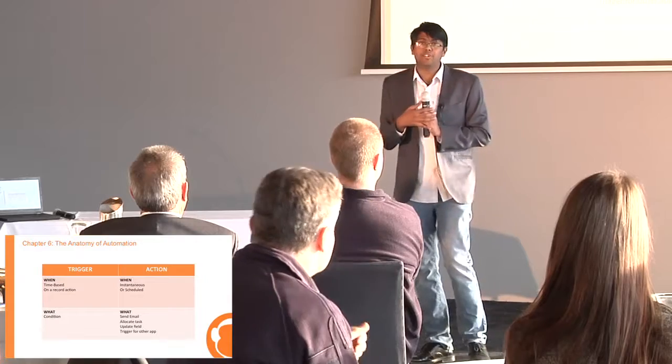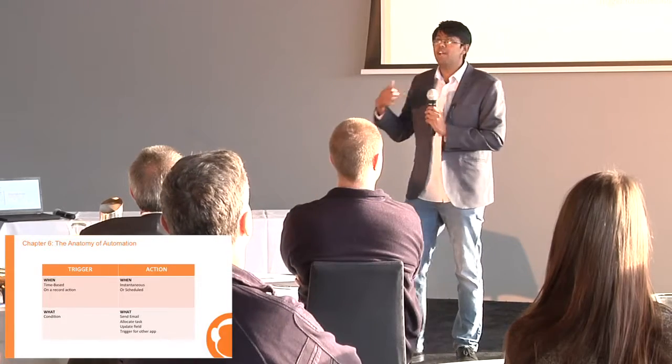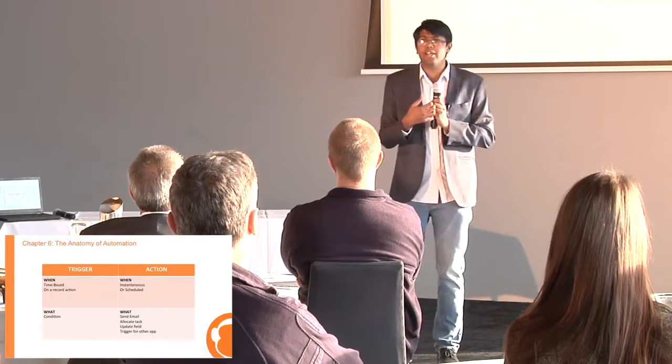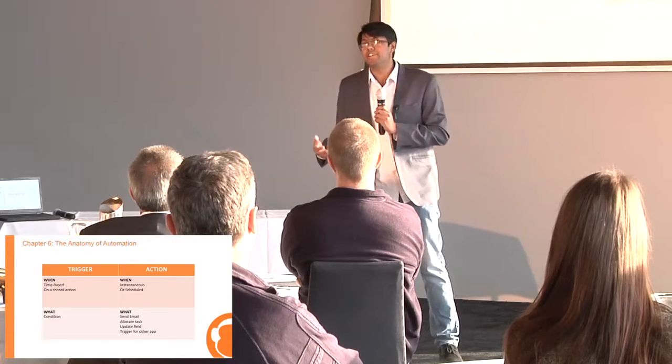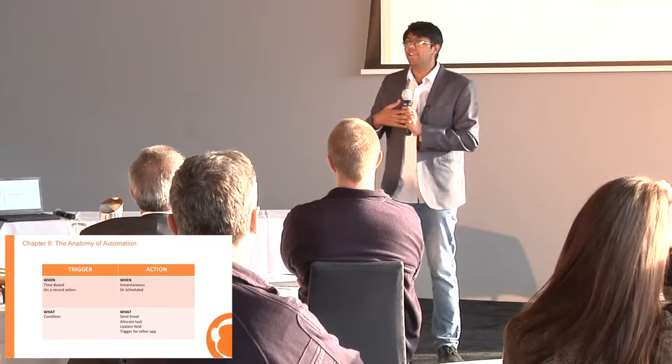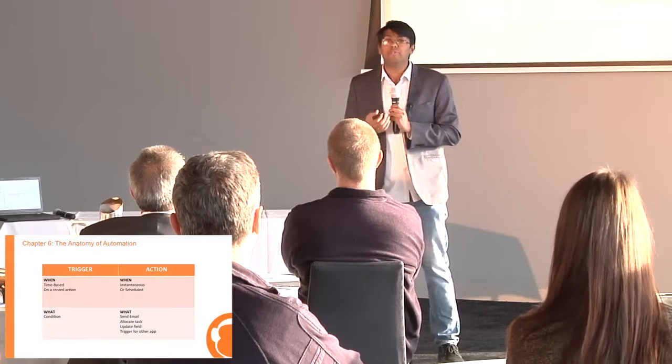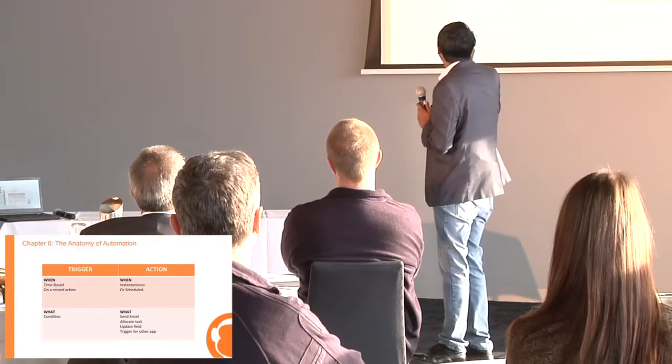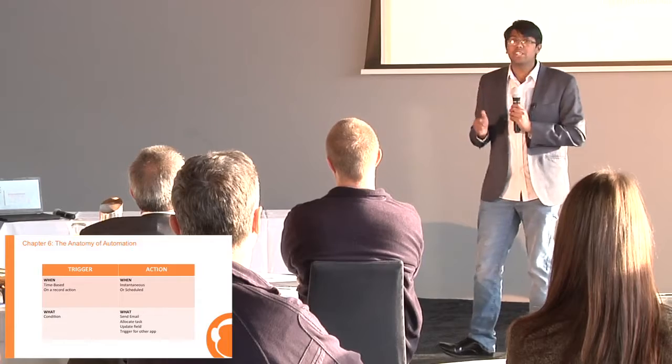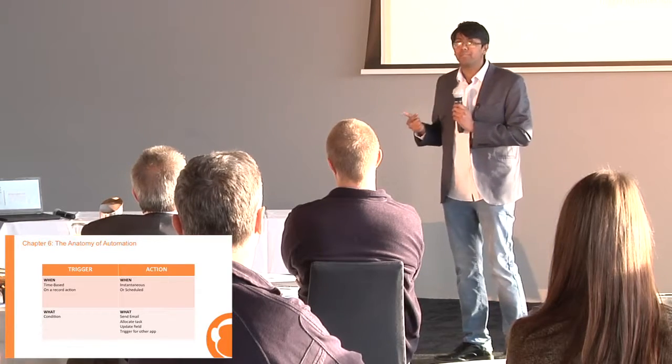Because automation is not magic. It doesn't have artificial intelligence at this point of time like us. It doesn't have intelligence like us, and it cannot make decisions on itself. So we have to feed automation by telling it triggers, and then triggers are when and what.